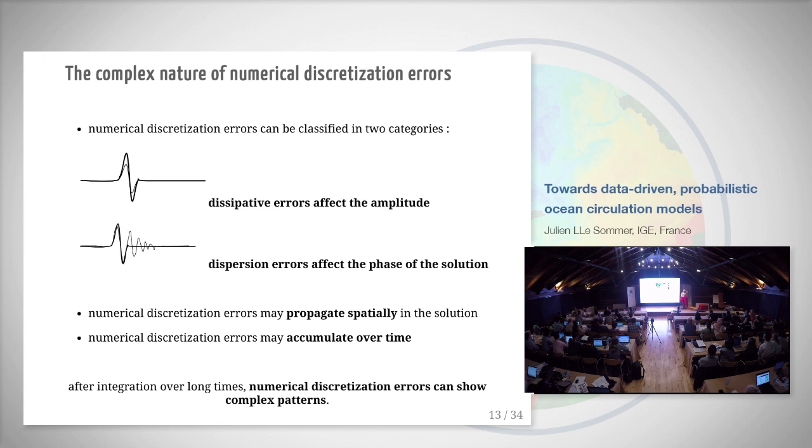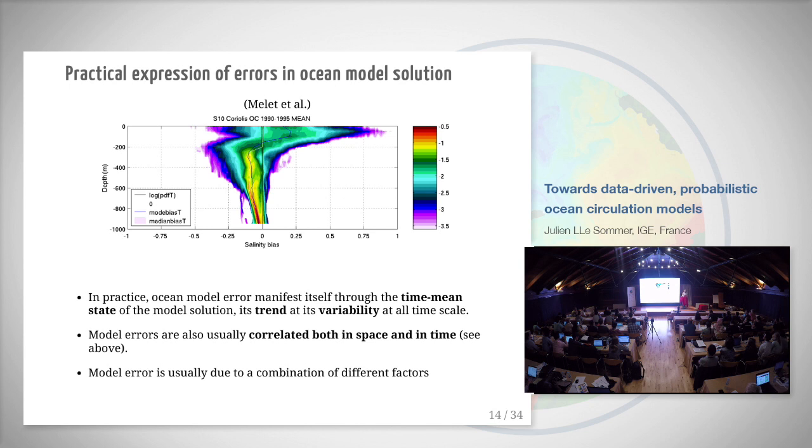Okay? Now, in practice, how does the error translate into your ocean model solution? Well, obviously, as an oceanographer, you use ocean models for looking at the variability, the trend, and the mean state. And the three of them can be affected by modeling errors. And it's quite important to keep in mind that those errors are spatially correlated.